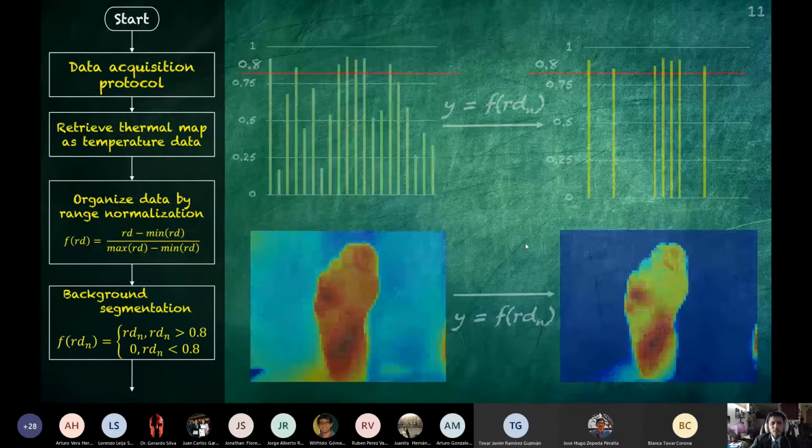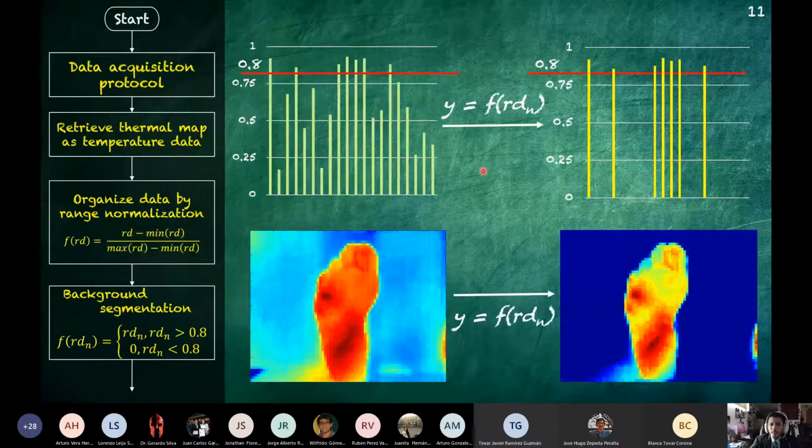In this sense, it is possible to apply, for example, a high-pass filter, in which after this stage, values that are higher than 0.8 remain with their same value, and the rest of the values that are lower, we can set to 0. So we can see an example of this process.